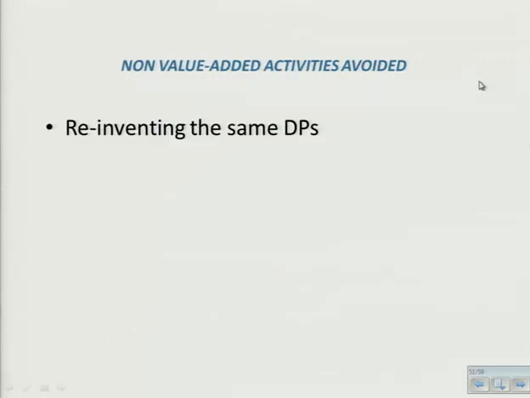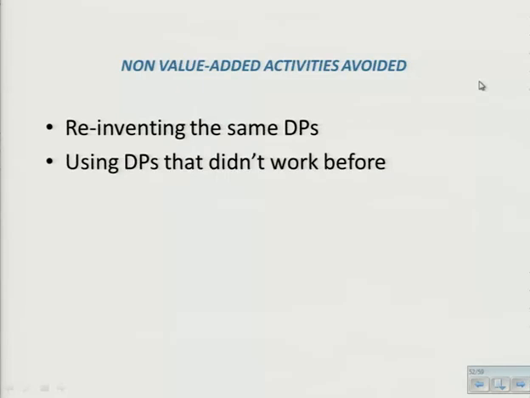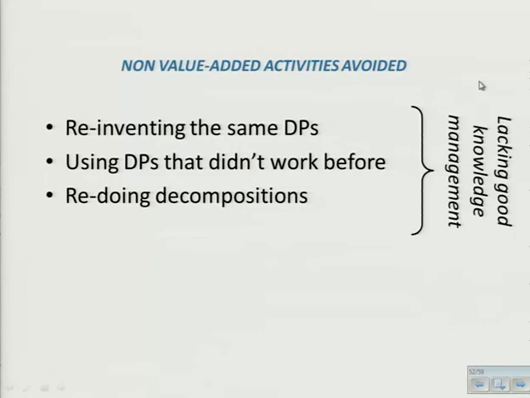All right, so how can we avoid some non-value-added activities? Reinventing the same DPs is obviously a bad idea. Using DPs that didn't work before obviously is not a good idea. Redoing decompositions that have already been done. If your company's expertise is in making a certain kind of product, you want to capture that knowledge and be able to reuse that. And that means you go, oh, geez, when I set up this FR, I already decomposed that before. I wonder if I can use the same decomposition again.